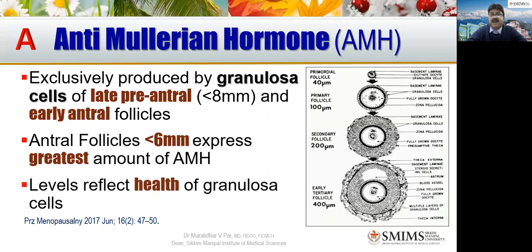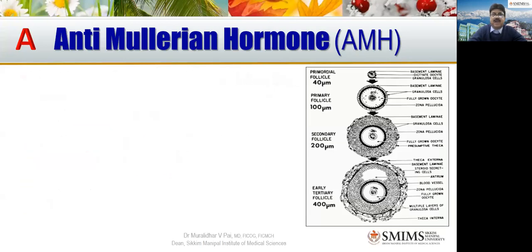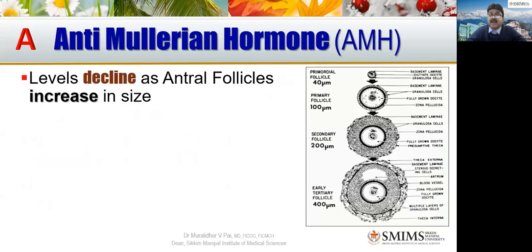And levels reflect the health of granulosa cells. So a good amount of AMH means the antral follicles are good. That is one thing. And then levels decline as antral follicles increase in size. You just saw in the previous slide, when they are 6 millimeters, they produce very well. At 8 millimeters, they produce a little less. And as they become bigger, they have become like big girls, and they will produce estrogen, not AMH, right?